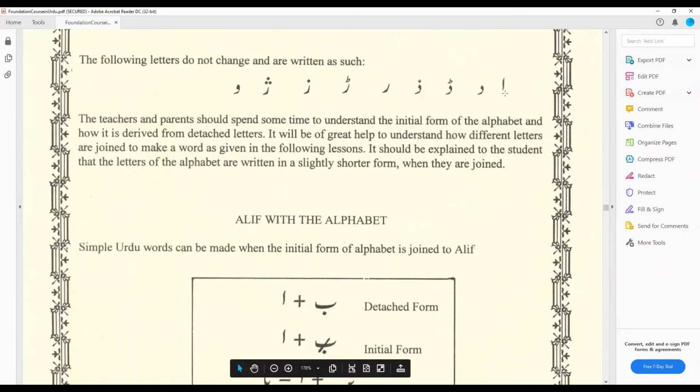This one is letters Alif, Dal, Dhal, Zal, Re, Rre, Ze, Zhe, Wow. The following letters do not change and are written as such. These letters don't change their shapes.